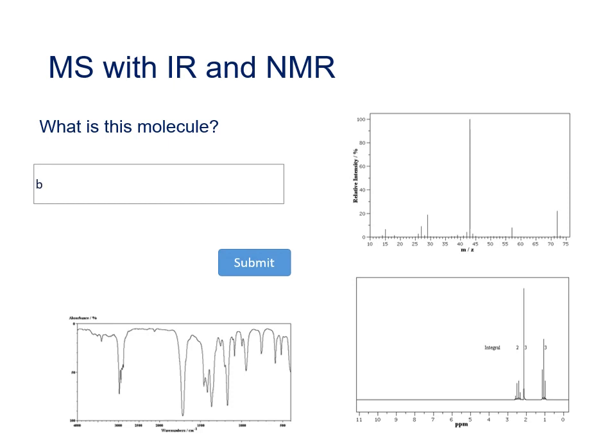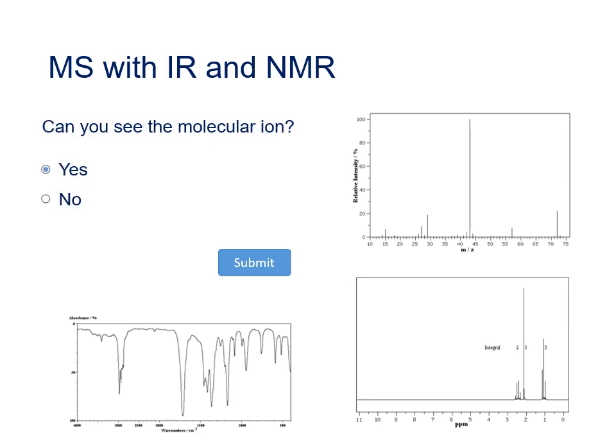So given the information in the infrared, mass spec and NMR data, can you identify this molecule? Enter your answer simply as the name of the molecule. So if you'd identified ethanol, you'd just enter ethanol. And in the mass spectrum, can you see the molecular ion?